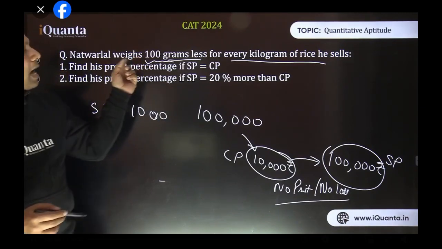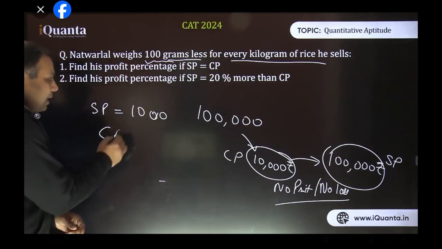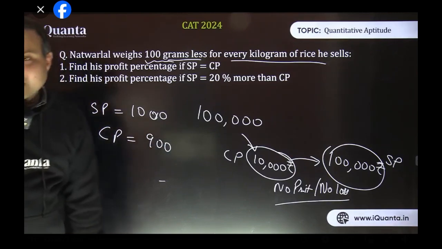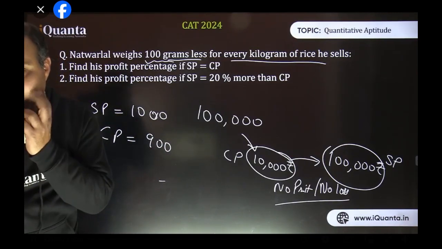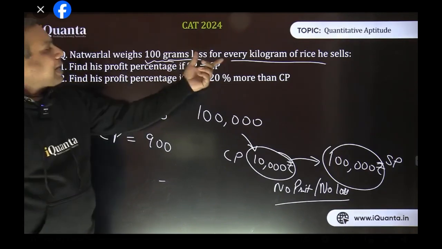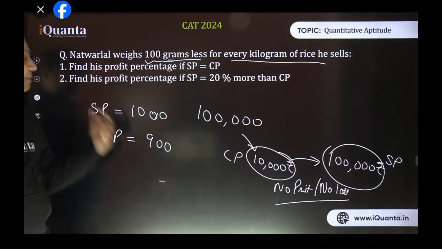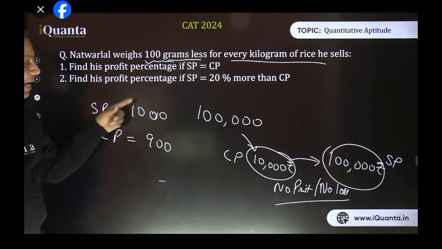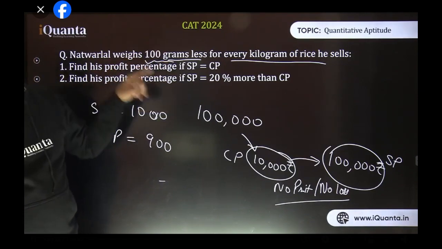But he is giving 100 gram less quantity. That means CP is 900, isn't it? Fine. So CP is 1000 gram, but he is giving 100 gram less quantity. That means his CP is 900 gram. So he is gaining 100 grams. So the quantity which is given less, that is actually profit.